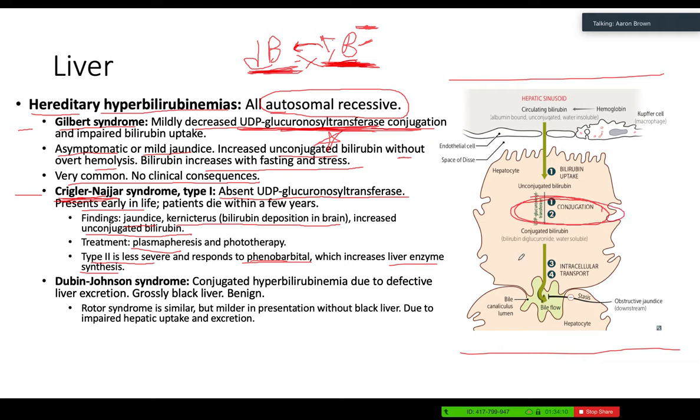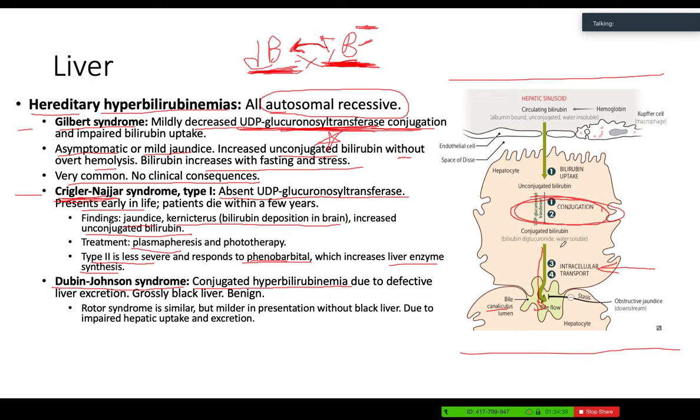Now, once we've done conjugation, we can have problems with intracellular transport. And so our last one we're going to talk about is Dubin-Johnson syndrome. In Dubin-Johnson, we have conjugated hyperbilirubinemia. We were able to make it from indirect to direct. We made that transition just fine. Now we actually have elevated levels of that direct bilirubin because we cannot transfer it into the bile canaliculi.